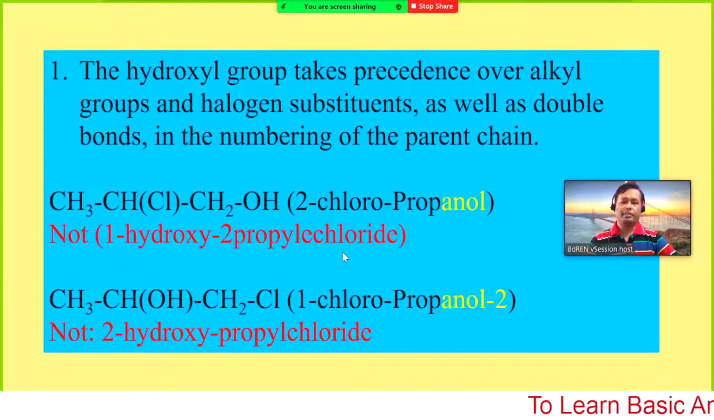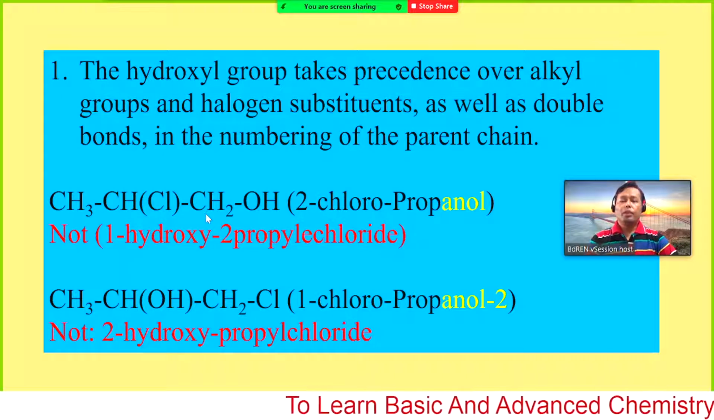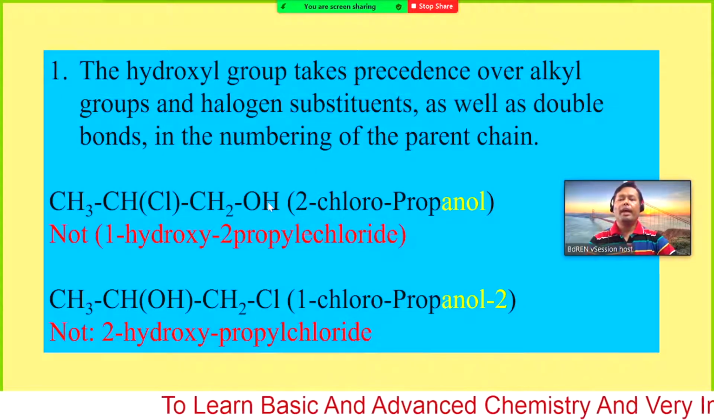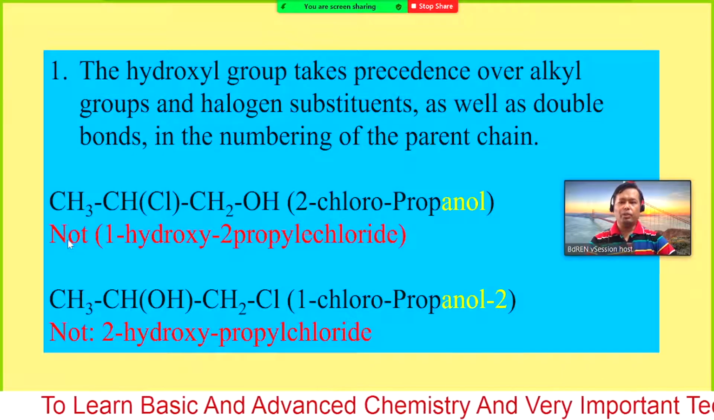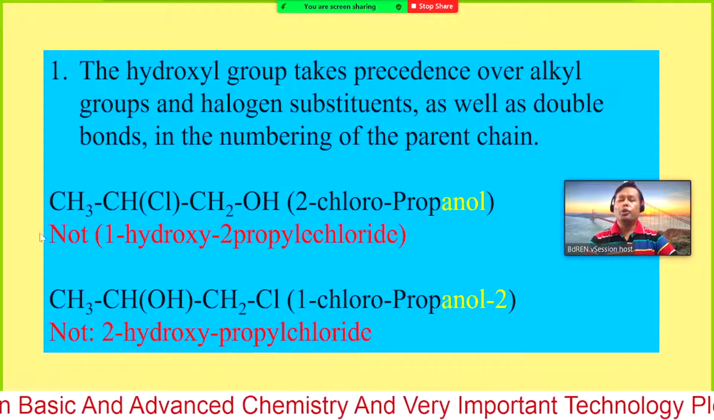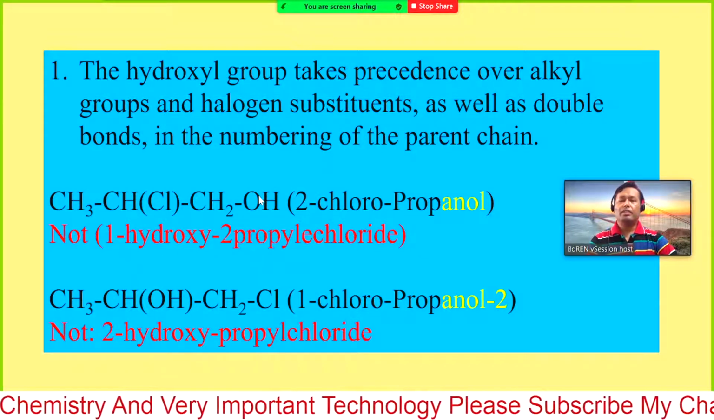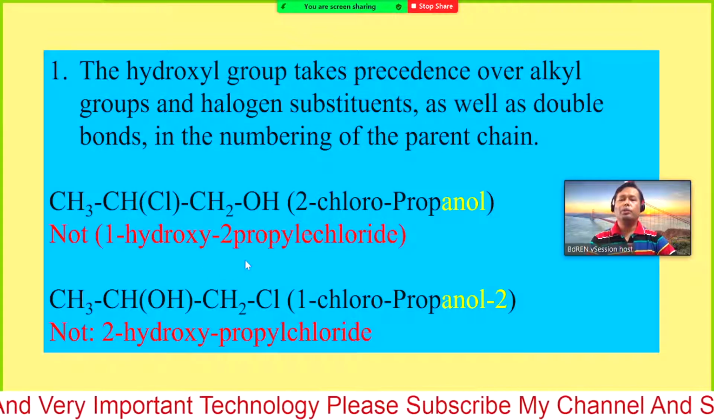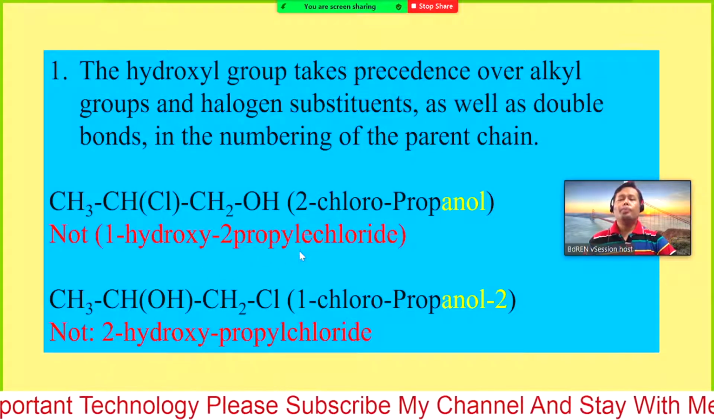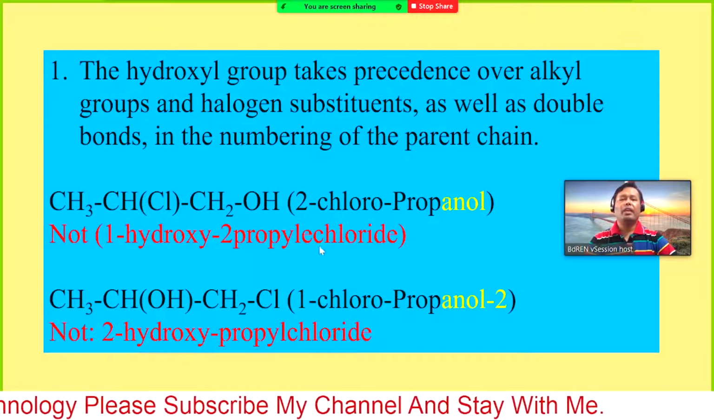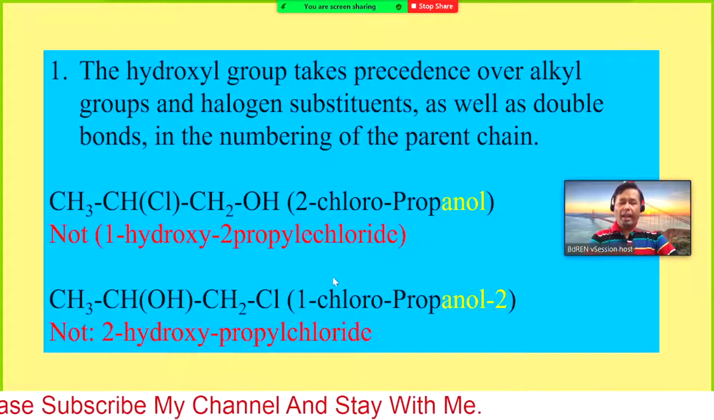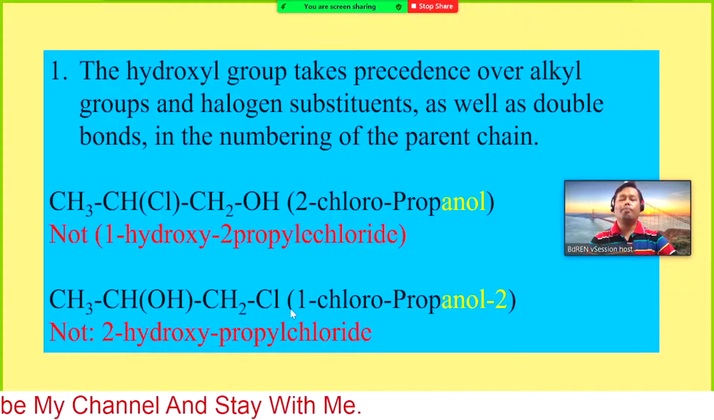Okay, so you should not name this compound as 1-hydroxy-2-propyl chloride, because we cannot consider this compound as the alkyl halide. So I have mentioned here, you should not consider this compound as 1-hydroxy-2-propyl chloride. Like this way you cannot write it. Again, let's see another compound.